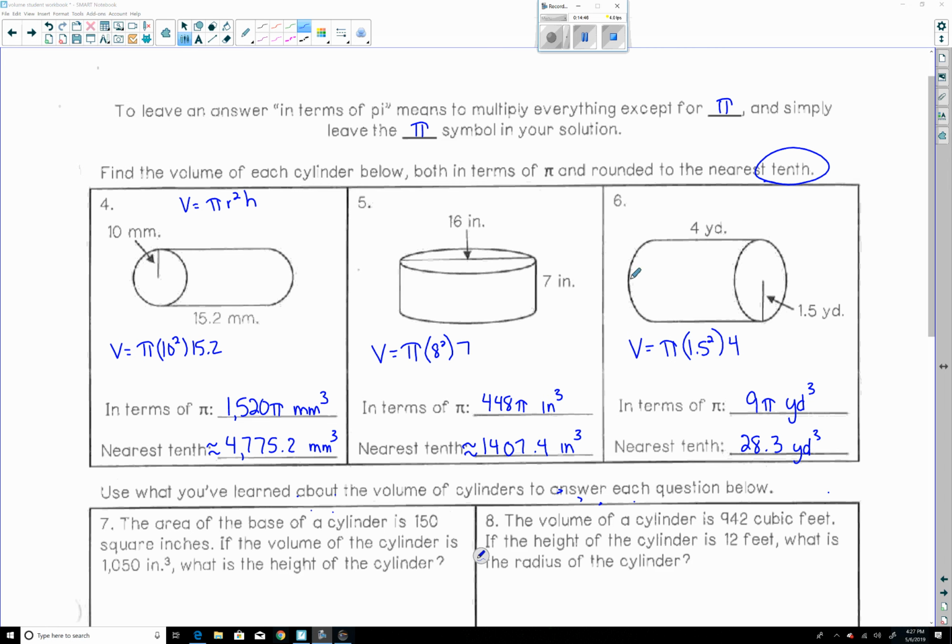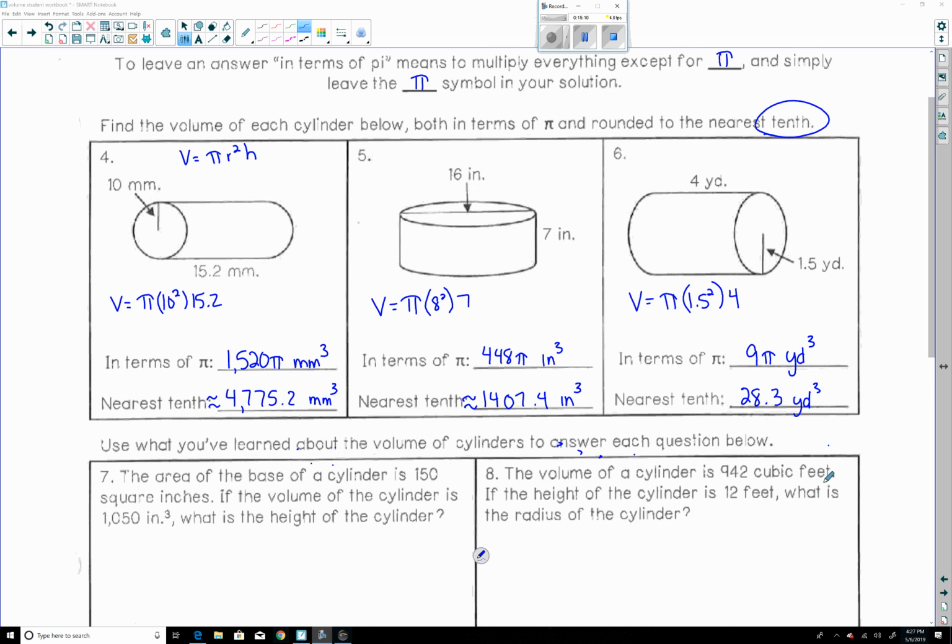Okay, so for number 6, plugging in, we've got a radius here, so I plugged that 1.5 squared into my formula times 4. 1.5 squared times 4 is 9. So if I'm leaving it in terms of pi, it'd be 9 pi yards cubed, or 9 pi cubic yards. If I multiply it out to the nearest tenth, it'd be approximately 28.3 cubic yards.